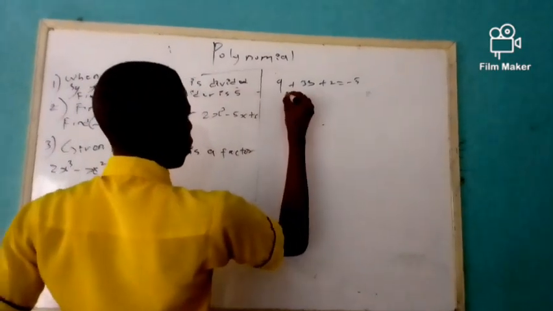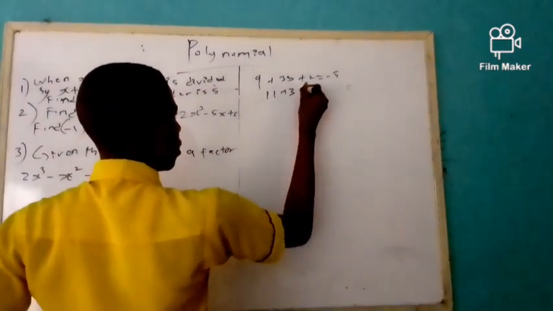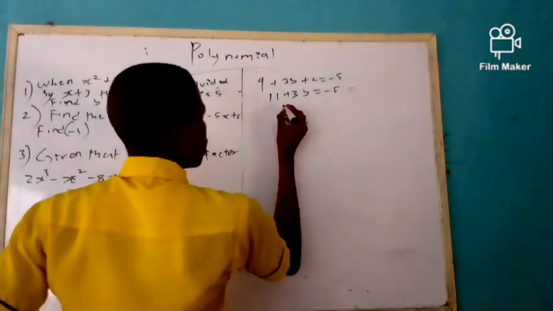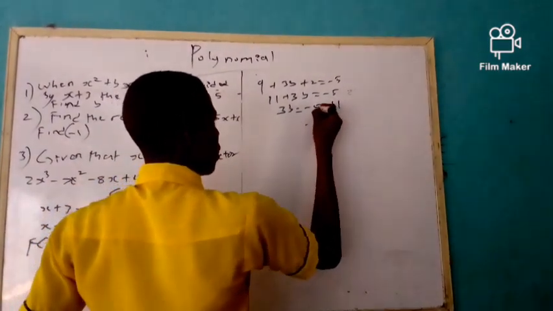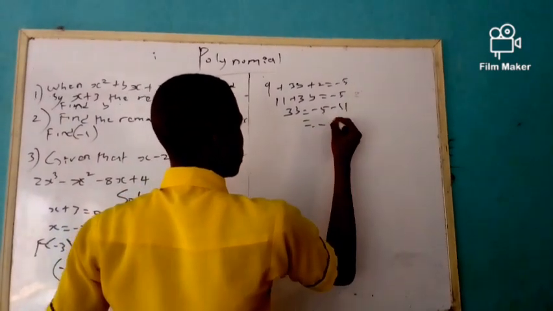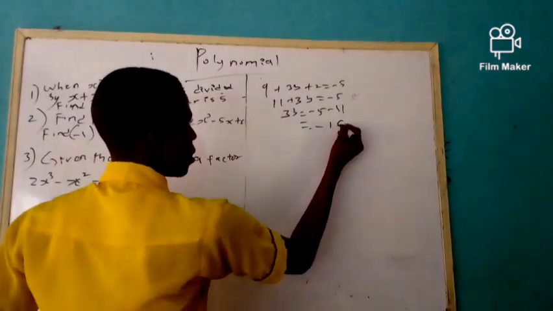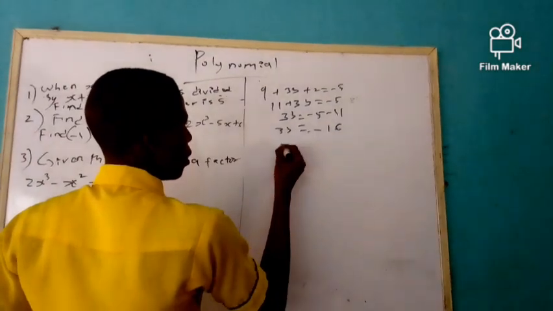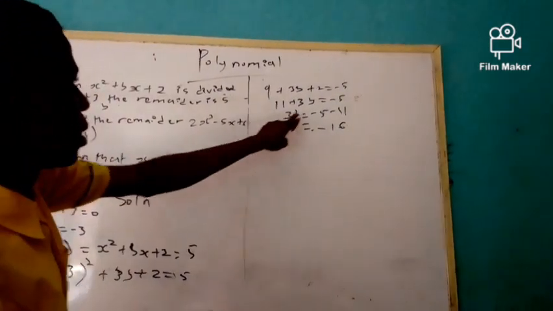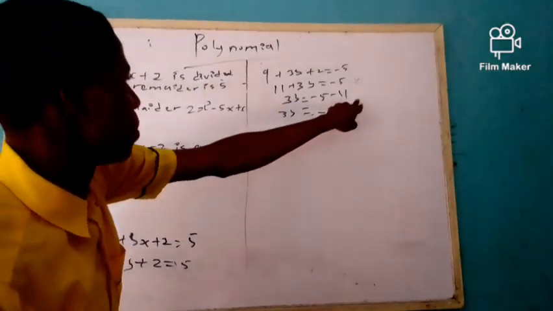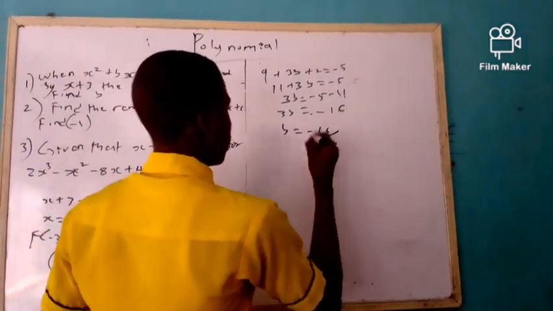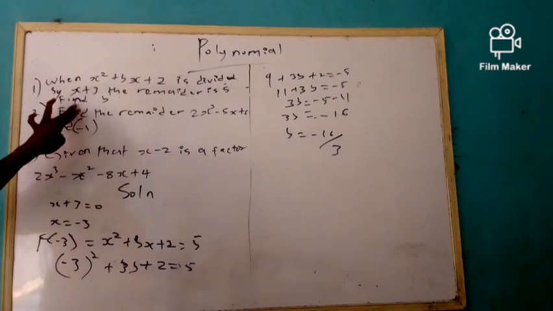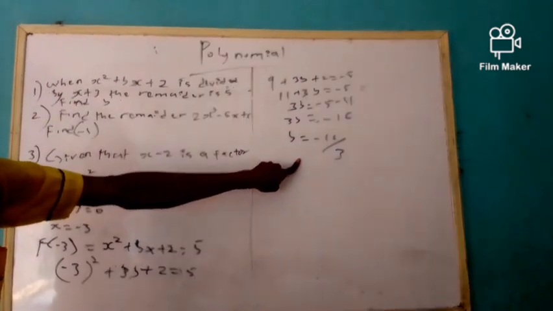Then we collect like terms. Then we have 11 plus 3b equals 5. Then we have 3b equals 5 minus 11, which is what? That is minus 6, right? So we have 3b, minus 5 minus 11, that is minus 16. So we should have minus 16 over 3. Yes. Now this is, let's say, find b. This is the b of our answer.